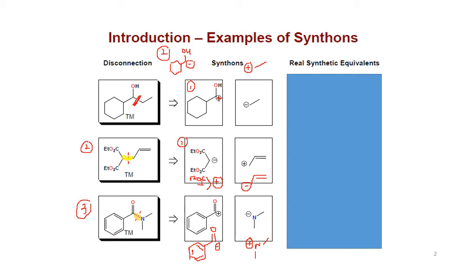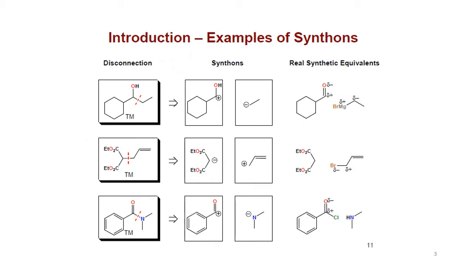Let's take a look at when we already have a synthon. What is the real synthetic equivalent? If we have this synthon, when it is plus, you know that when the carbon next to OH is plus, it will be converted into a carbonyl compound like this. If carbon is plus, and the next functional group is OH, the real synthetic equivalent is most likely an aldehyde like this.